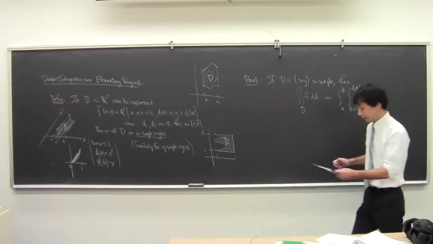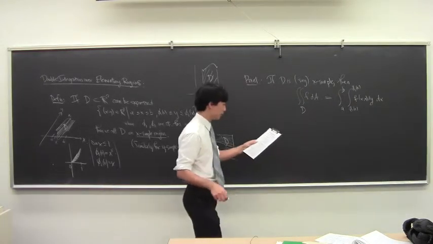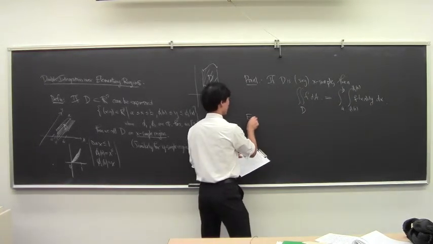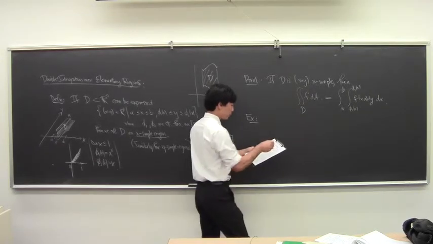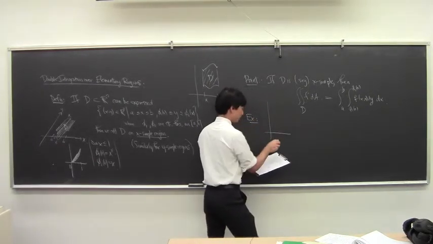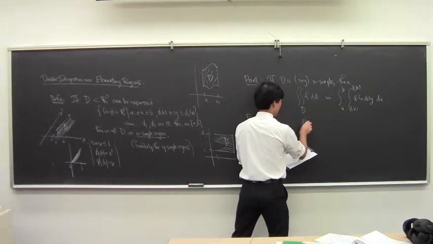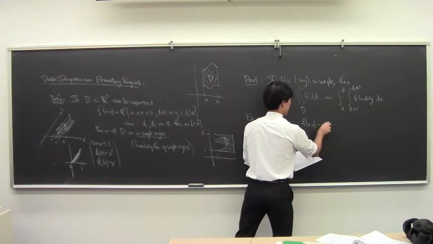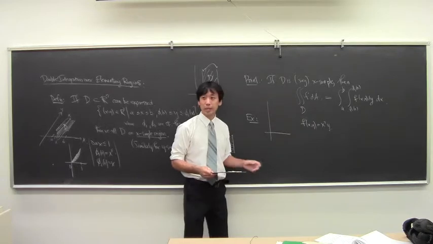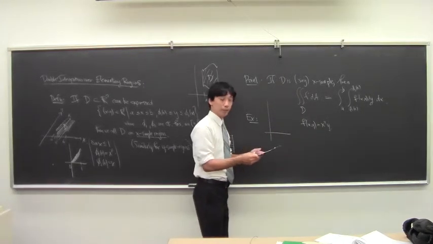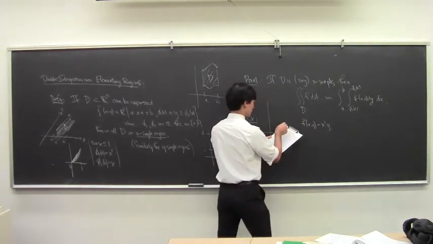Okay, so let me do an example first. So let's do an example. So here's our region. Somebody gives you a function. Your function is, say, f of x, y is x squared y. And then they give you a region that they want you to integrate that over. And the region looks like this.